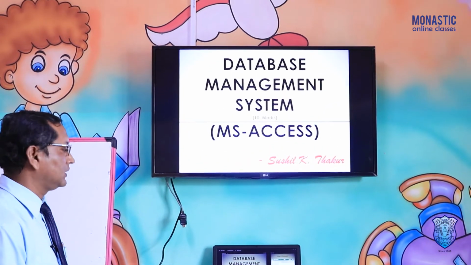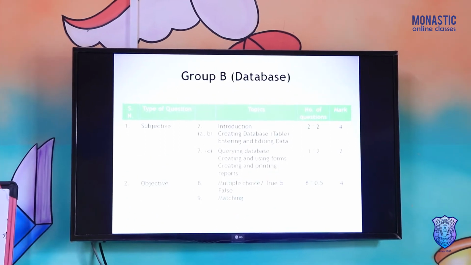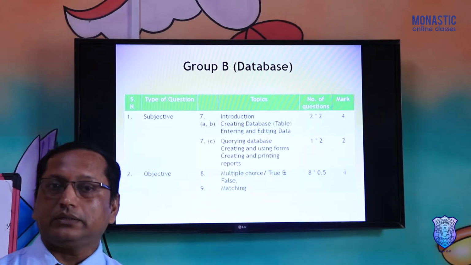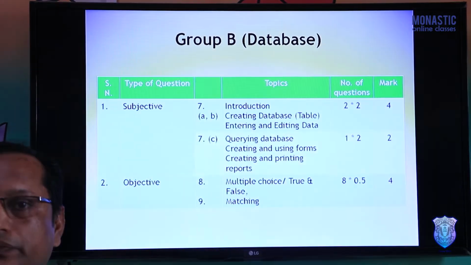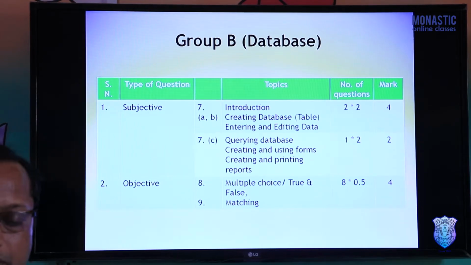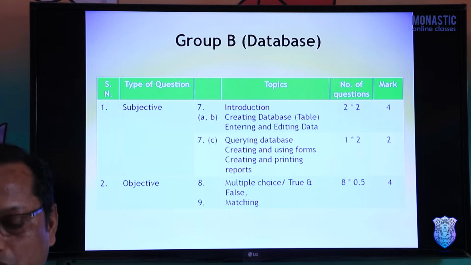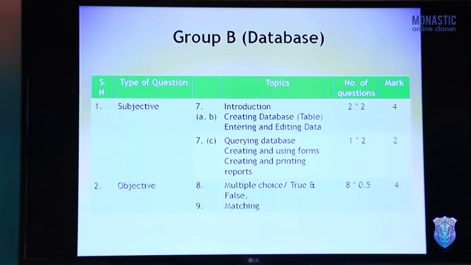Theory parts, which types of question will be asked in group B in the computer science syllabus, that is optional 2. 3 groups are there. Group A fundamental 22 marks, group B database 10 marks, group C basic programming 18 marks.